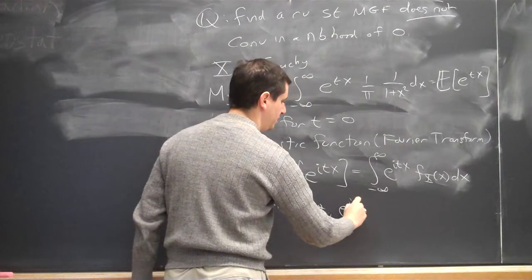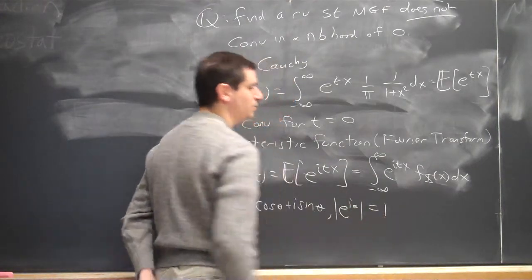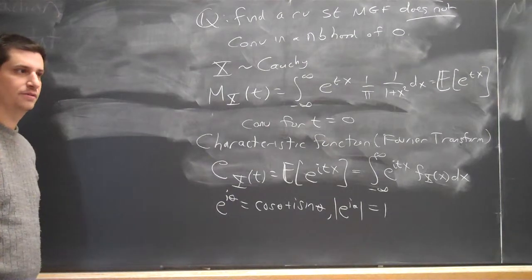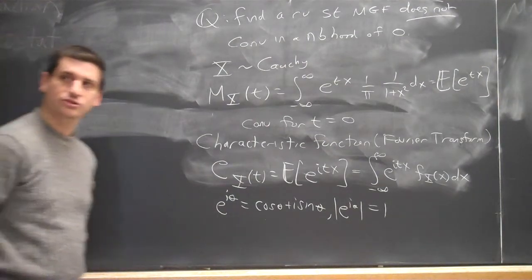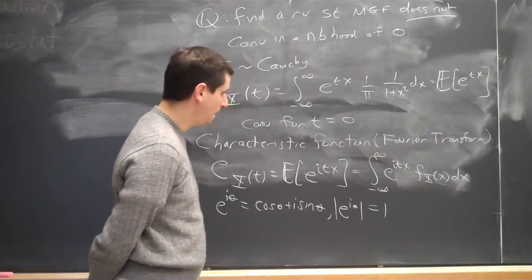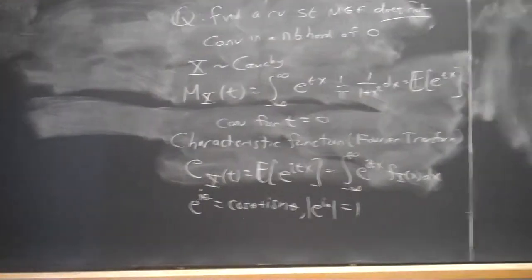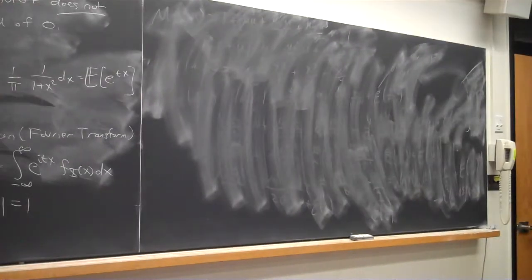The absolute value of e to the i theta is always 1. How many of you have seen this relationship for e to the i theta? How many of you have not seen this? Alright, I'll just briefly do this. How many of you have seen all of trigonometry in like 5 minutes? All trig follows from this formula.